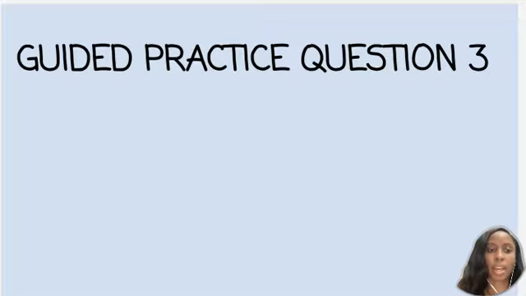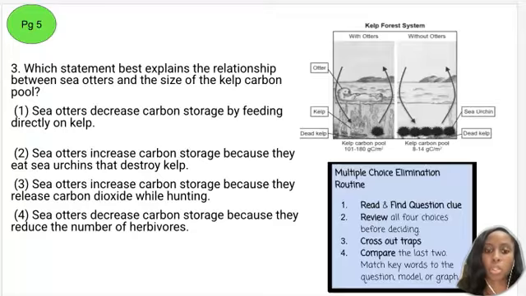We're going to continue with guided practice question number 3, jumping right in to our multiple choice elimination routine, beginning by reading the question and looking for the question clue. So, question 3 states, which statement best explains the relationship between sea otters and the size of the kelp carbon pool? I am going to highlight best explains the relationship.